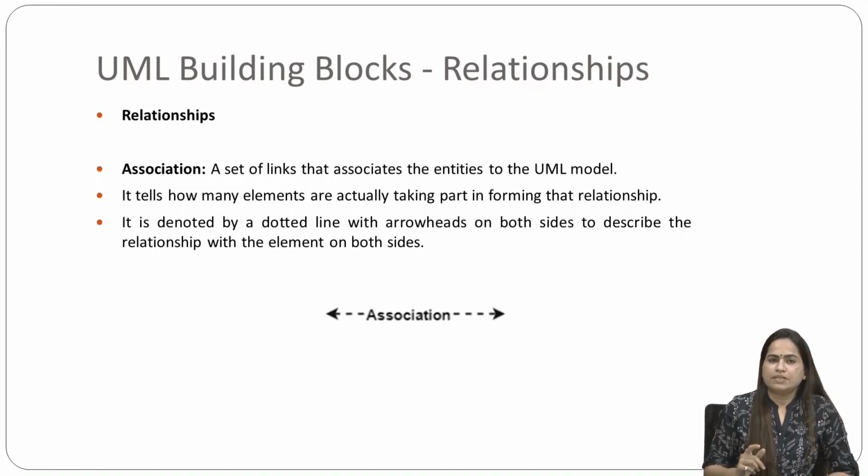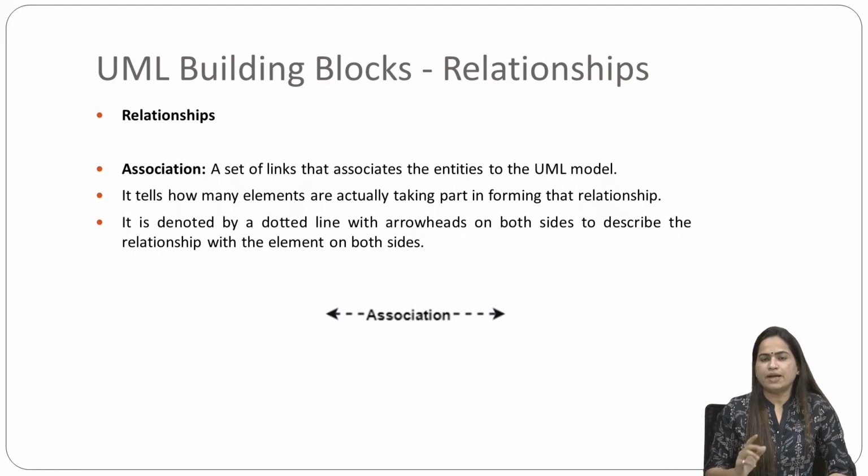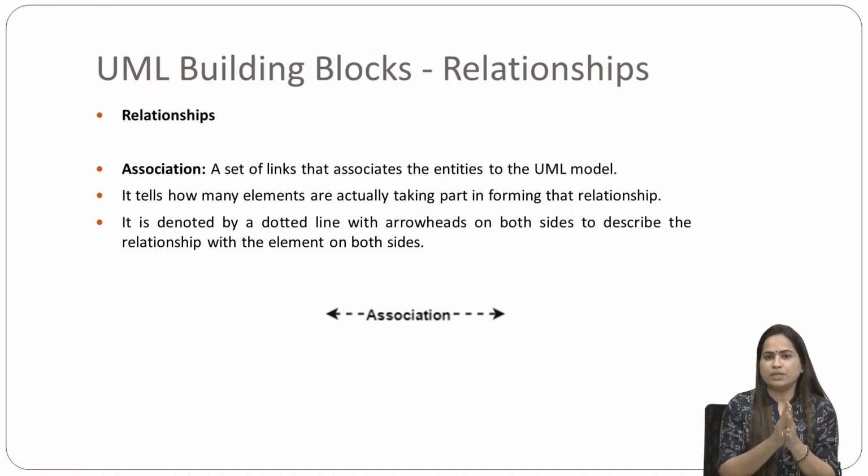The second one we have is association. It is a set of links that associates the entities of the UML model. It tells how many elements are actually taking part in forming that relationship. It is also denoted by a dashed line, but now it will have arrows at both sides.